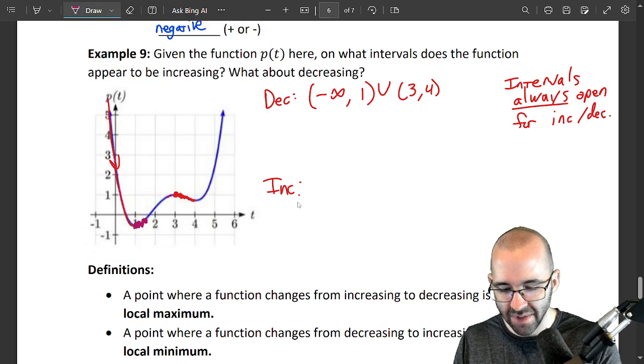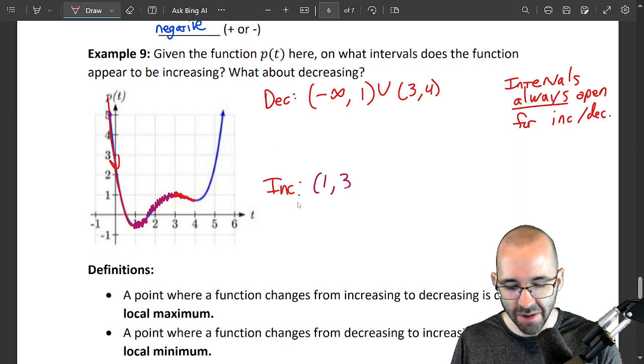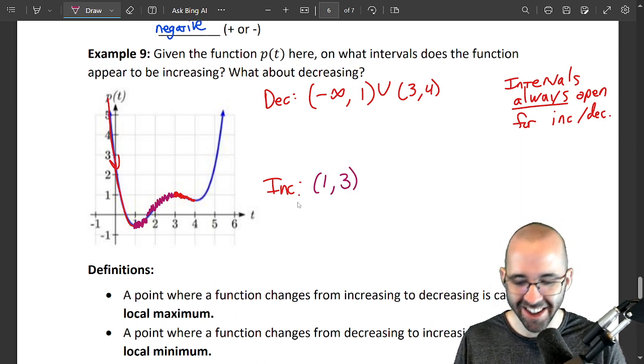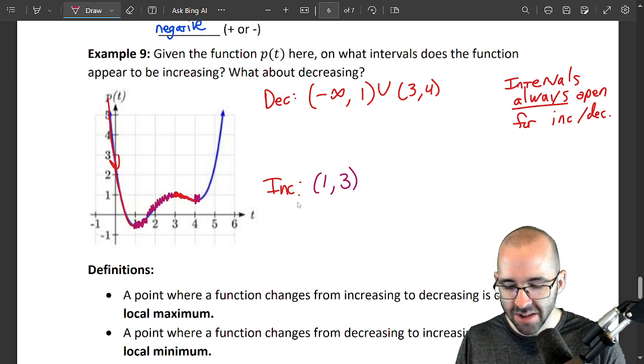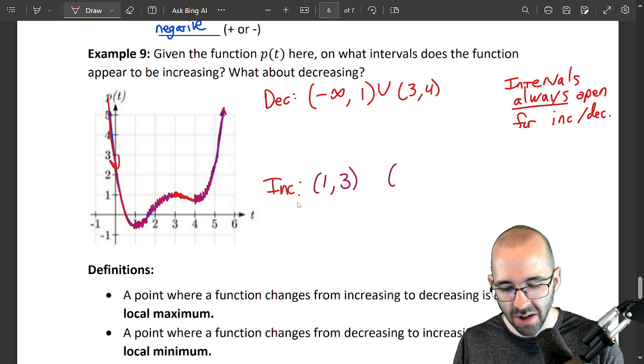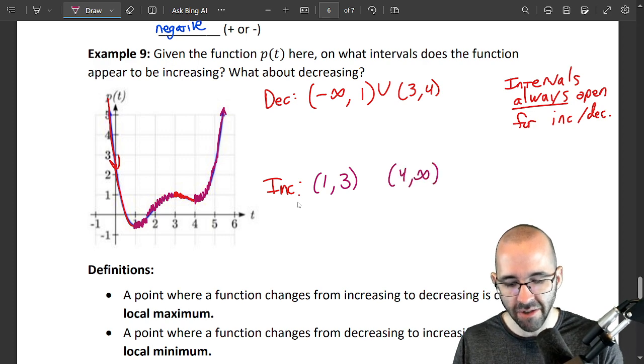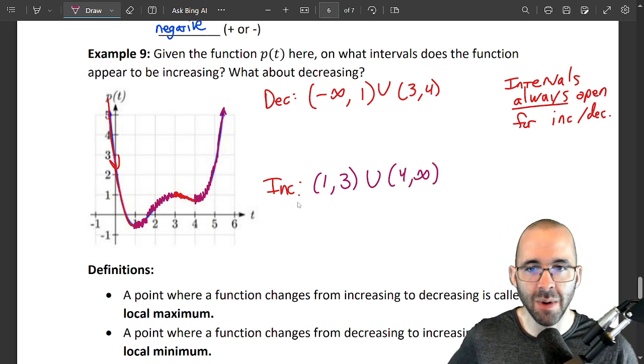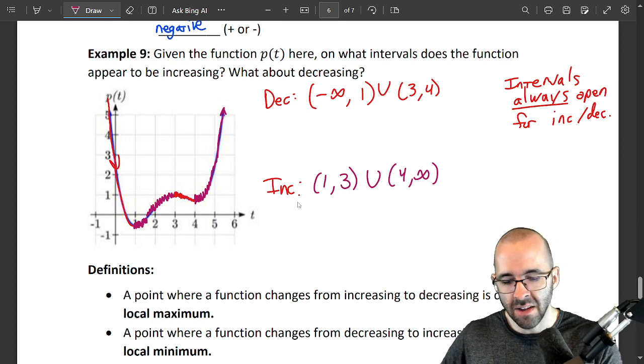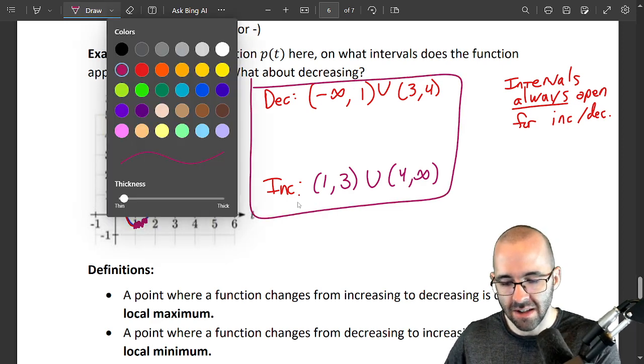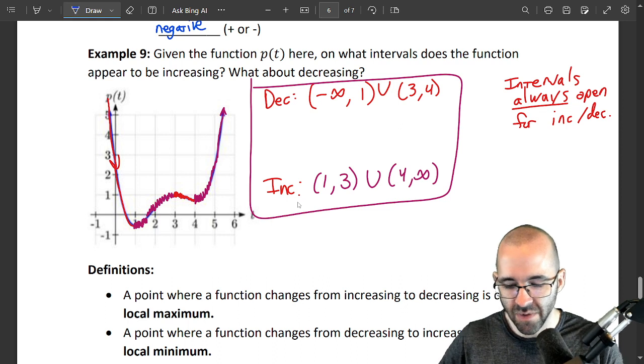All right. Over here, it's all going up. It's going up. So it's going up from an input of 1 up to an input of 3. Yeah, this is the same color almost. And then once we get to 4, it starts going up again, and it goes up forever. It also goes up again from 4 up to positive infinity. We can connect those with a union sign as well. These are the intervals where it's increasing and decreasing. Oh, I could have used blue.